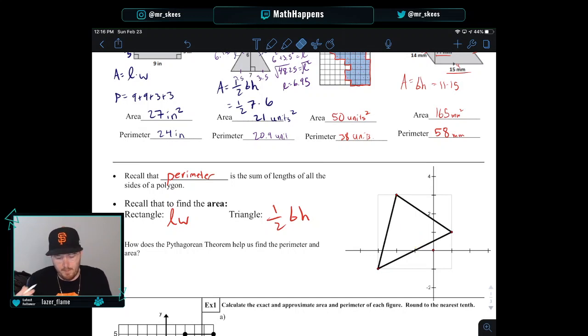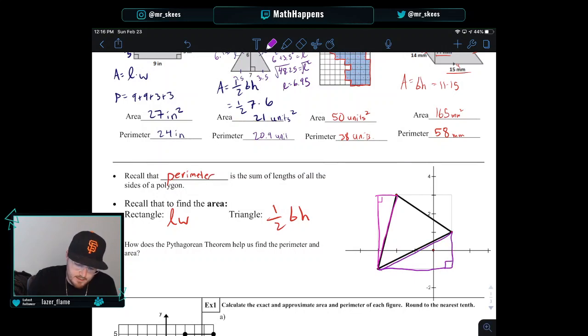we don't know enough about the triangle specifically, but what we do know is because of the way these coordinates are placed on the coordinate plane, we can see some right triangles being formed around our shape. Actually, let me use a different color. Right, there's 3 different right triangles that surround our triangle that we care about, okay?